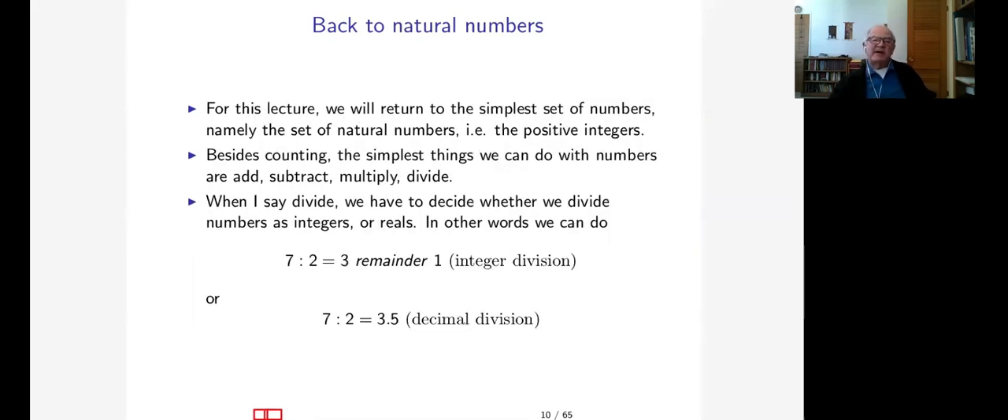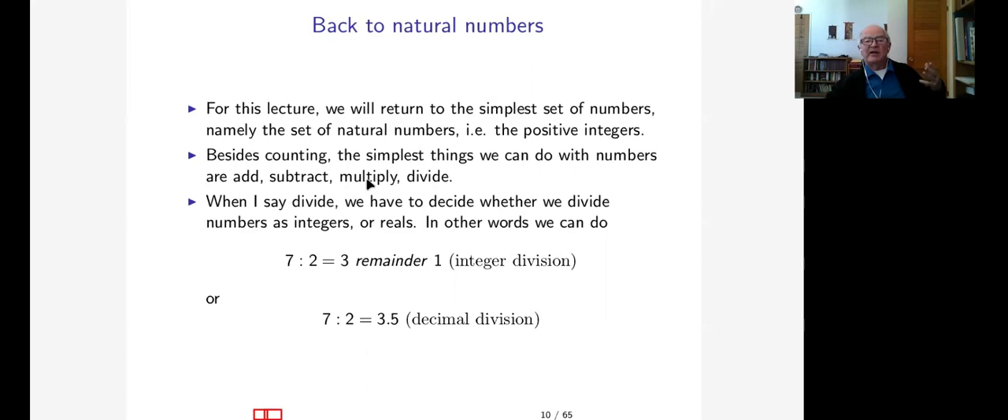What can we do with natural numbers? Well, we can do addition. Right, we can always add two numbers and get another number. But once we do addition, we can also do subtraction, which is just the opposite operation to addition. And once we do addition, we can do repeated addition, which is just multiplication.